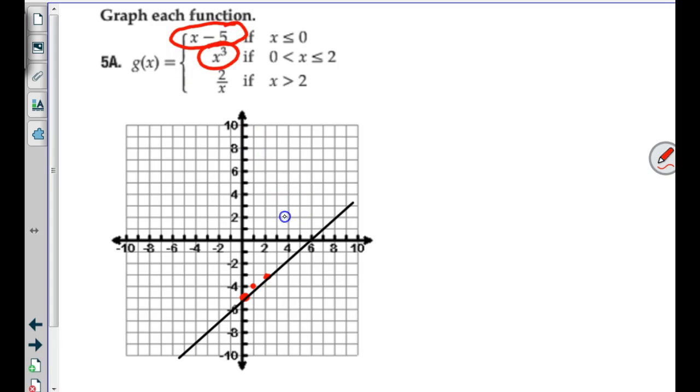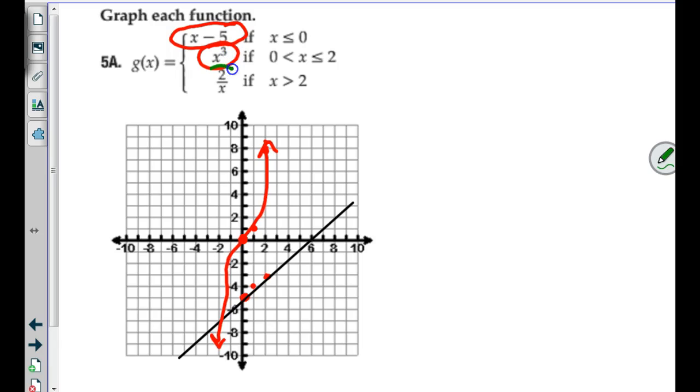What about this second one? It would go through, give me some ordered pairs. 1 cubed would be 1, 2 cubed would be 8. So it would be doing this. That's bad, but we'll do that.